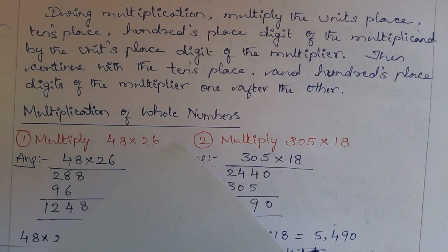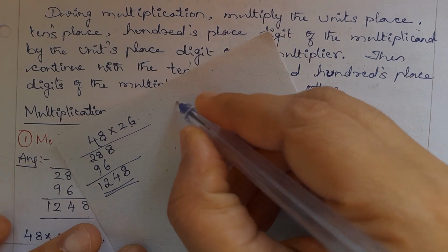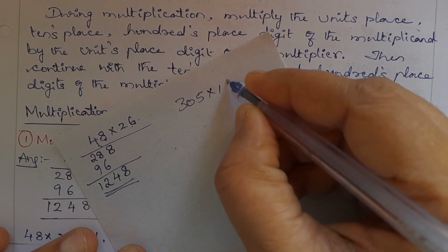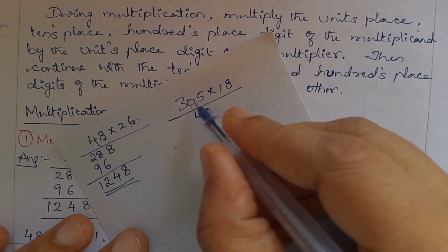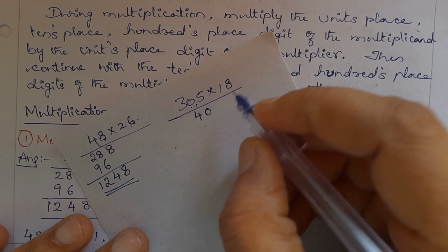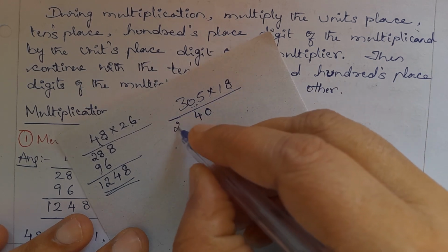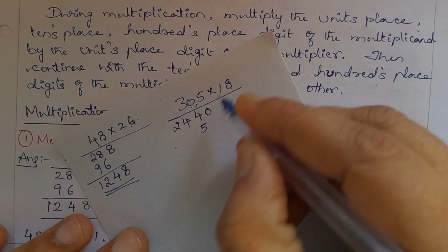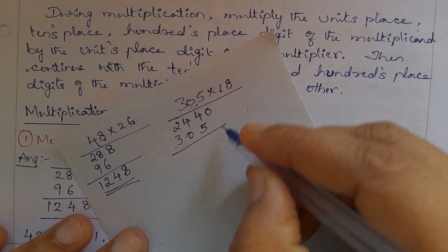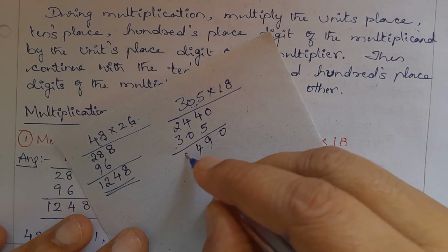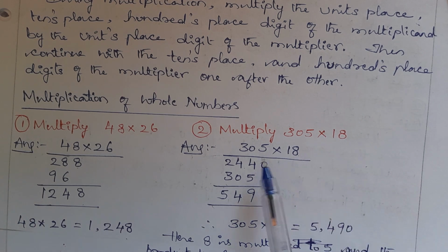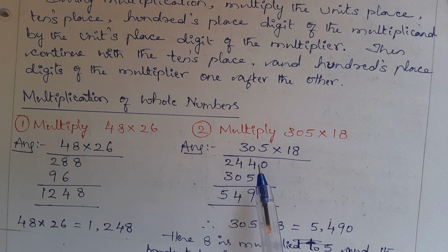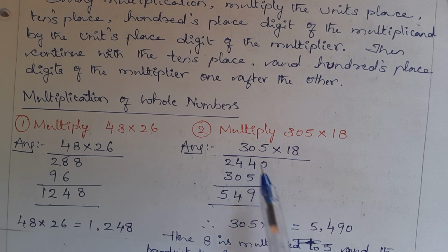Next example, multiply 305 into 18. So 305 into 18. 8 5s are 40, 0, 4 as it is because 0 is placed after 5. 8 3s are 24. 1 5 is 5, 1 0 is 0, 1 3 is 3. Add these two, 5490. So here 8 is multiplied to 5 and the product 40 is written as a whole because 0 is the next digit after 5.